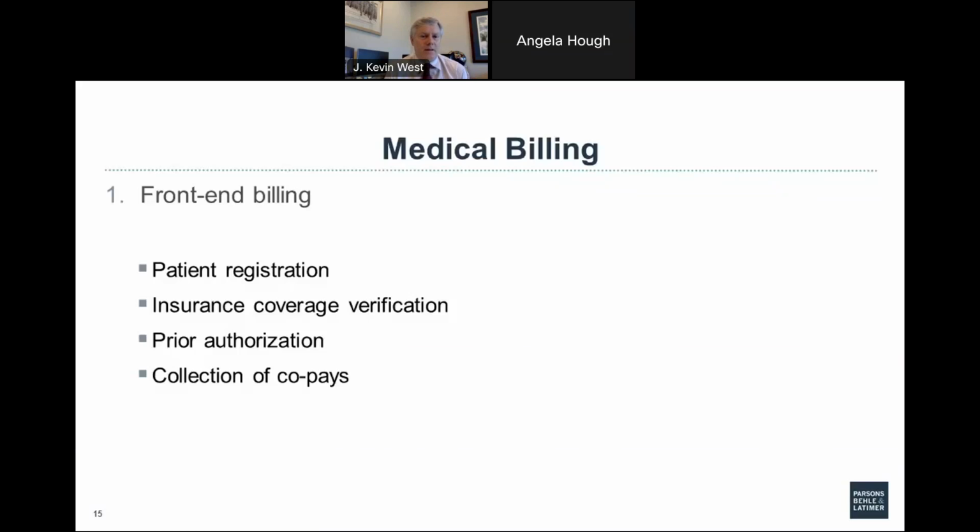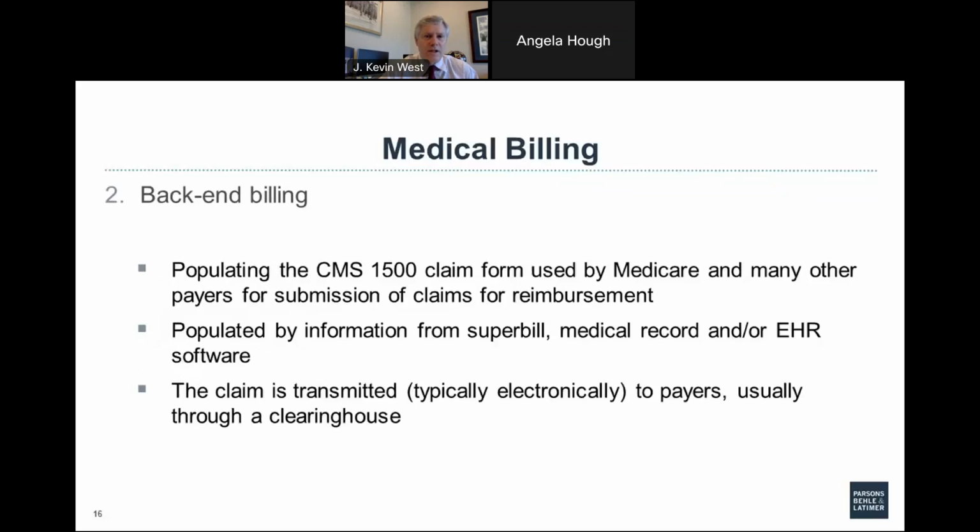And these functions are very important in getting the patient registered. We've all been through this process as we've gone to the doctor, getting our insurance card out and verifying coverage. And then in some situations, it's necessary for the front office people to be calling the payer, getting prior authorization, and verifying coverage for a particular service. And then also, typically the front office people are collecting copays at the time of the visit. So these are sort of the classic front office type billing functions.